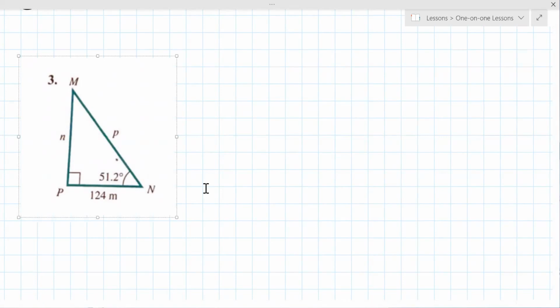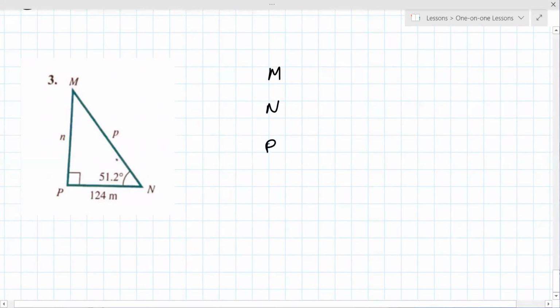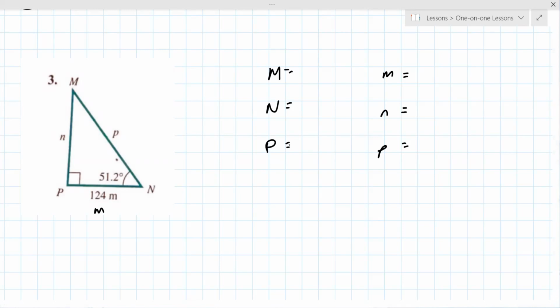What I like to do, and this is my preference, is I make a list of the M and P for the angles, and then for the sides, little m is down here. It's across from big N, little p. And I like to make a little table. It also makes it really convenient for grading. So the values we already have, 124, angle P is 90.